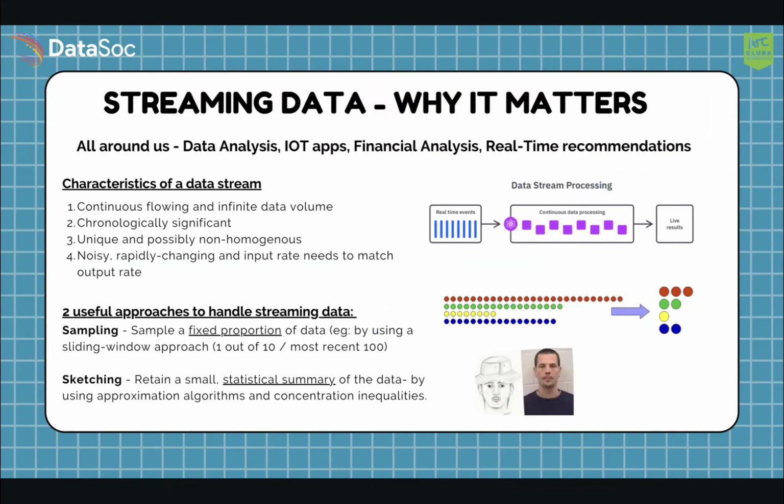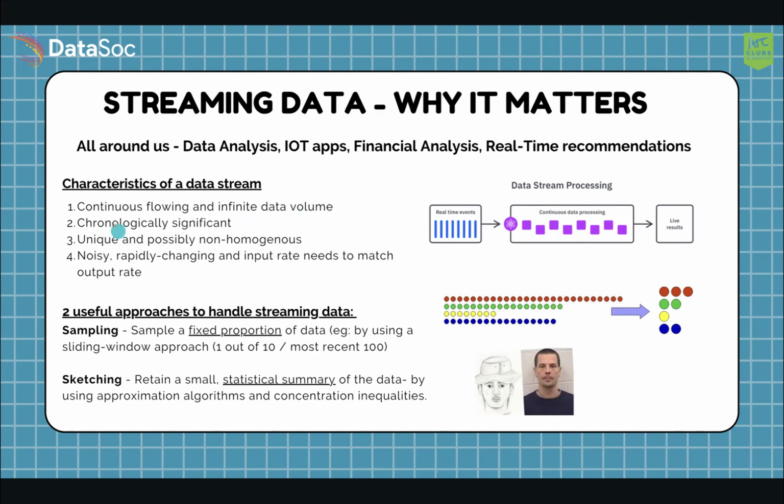Streaming data is all around us, whether when we do data analysis in our IoT apps, such as if you have a Google Home or an Alexa, if you want to do financial analysis, or get real-time recommendations. So there are characteristics of a data stream that you should remember, which is that a data stream is continuously flowing and has infinite data volume.